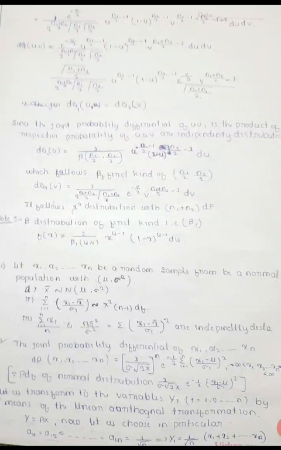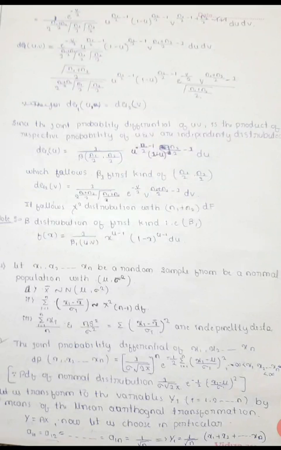The solution of this property: the joint probability differential of x1, x2, and so on xn, dp of x1, x2, and so on xn, is equal to (1 upon sigma into root 2 pi) whole raised to n, e raised to minus 1 upon 2 summation i is equal to 1 to n, ((xi minus mu) upon sigma) whole square, where x1, x2, and so on xn lie between minus infinity to plus infinity. Since the PDF of the normal distribution is known, 1 upon sigma into root 2 pi, e raised to minus 1 by 2, ((xi minus mu) upon sigma) whole square, already you know from the distribution chapter.